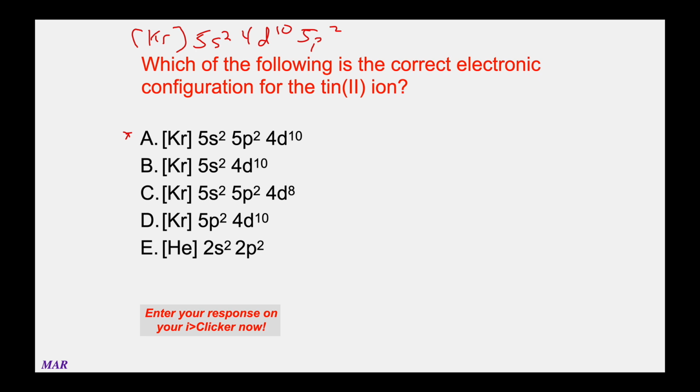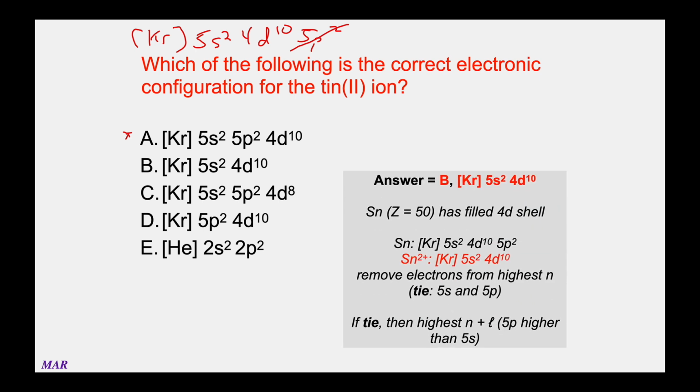So if you have a tie, like this one, 5s and 5p, you take it from highest n plus l. 5p, p is l equals 1, and 5s, s is l equals 0. So we're going to take them from the 5p before we take them from 5s. Another way to think about it is if you get to the tie, then it literally is last electrons in are first electrons out. 5p electrons were the last ones in. So for all of those reasons, we're going to take the electrons from 5p2. The actual configuration will be B.